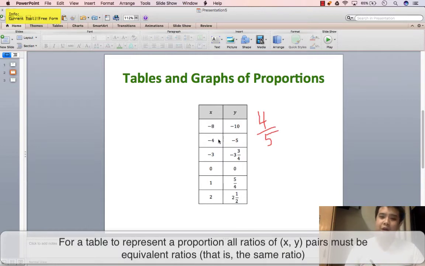Same thing happens over here. Negative 4 to negative 5 simplifies again to 4 over 5. Negative 3 to negative 3 and 3/4. So that's going to be a little bit more complicated, so let's go through that one. It's going to be 3 divided by this, if we make this an improper fraction, it's going to be 12 plus 3, which is 15 over 4.